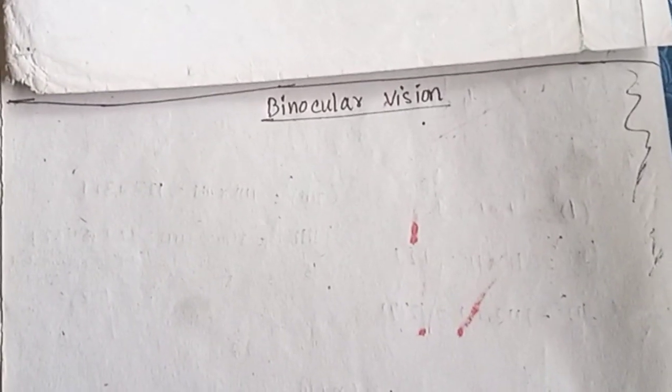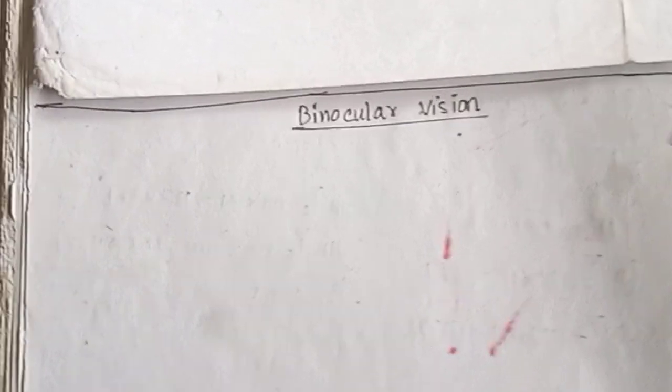Today we will discuss some basic introduction about binocular vision. Binocular vision is a topic which you need to cover in your third year optometry course. In the fifth and sixth semester, you need to study BV1 and BV2. In BV1, there is some terminology related to binocular vision, and we will discuss all those things in today's video very briefly.